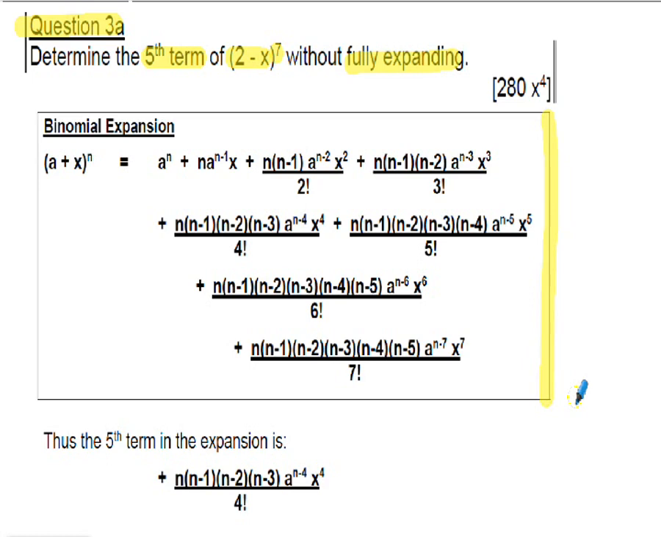Going back to what we discussed in the previous part of the presentation, don't forget in the fifth term, 4 is common. So in other words, on the top I will get 4 numbers: n, n minus 1, n minus 2, n minus 3. It will be a to the power of n minus 4, x to the 4, upon factorial 4. So without doing the full expansion, I can find this term just by knowing that in the fifth term, 1, 2, 3, 4, 5, the 4 is common.